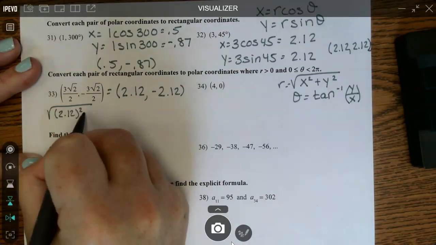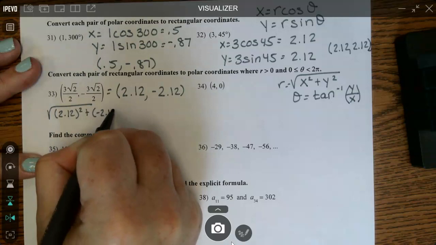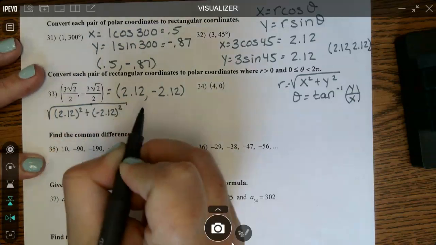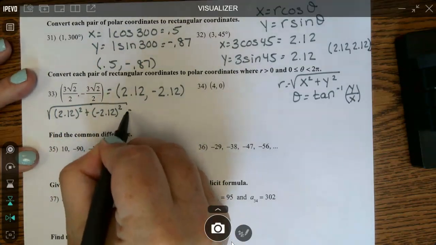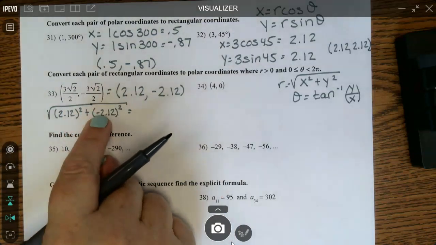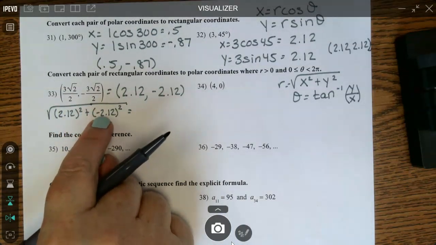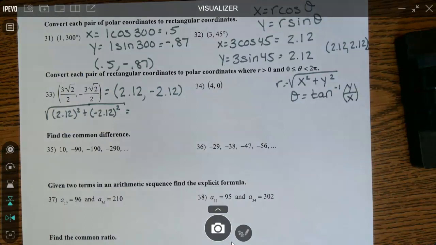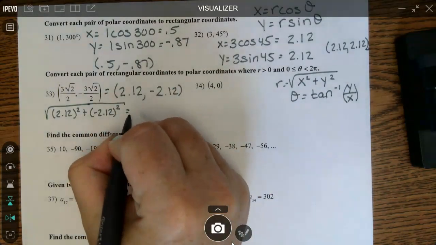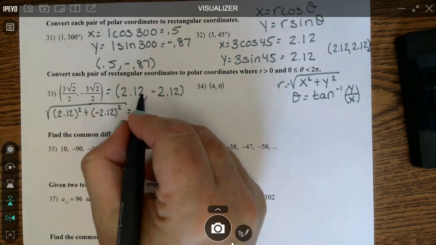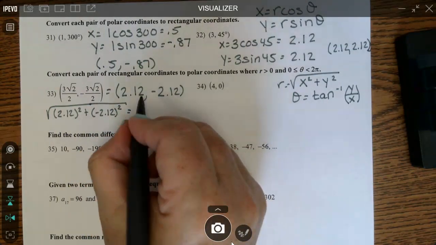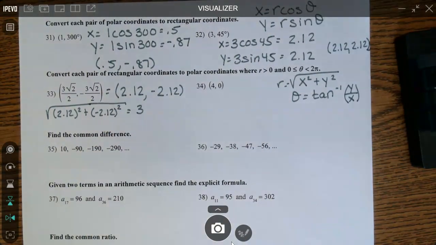So here we go. 2.12 squared plus negative 2.12 squared. Okay. Please, do you see right here? You got to type this in exactly how we have it, or it will come out as 0, and 0 is not an answer. So this is 2.998. We're just going to go ahead and call that 3.